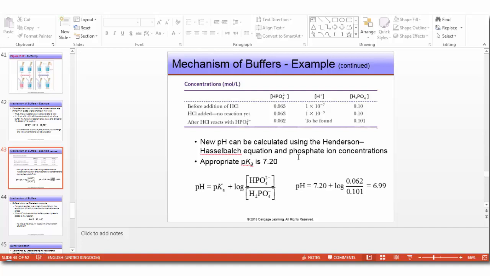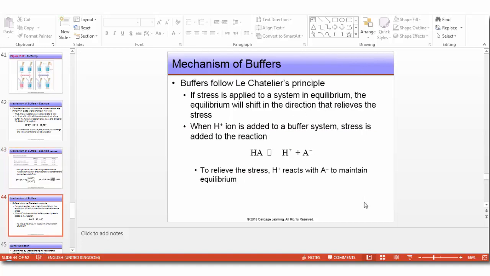Now we can apply the Henderson-Hasselbalch equation. The appropriate pKa value for the phosphate buffer is 7.20, and we apply the Henderson equation, and we see the pH decreases to only 6.99. This is a negligible change. So indeed, this buffer worked effectively.